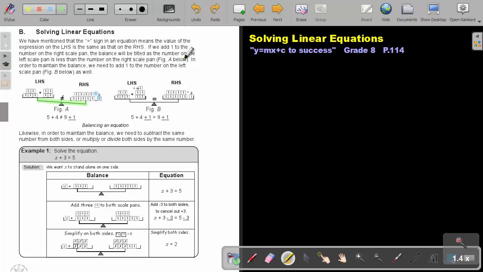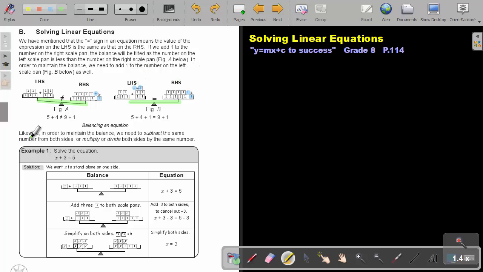Okay, so let's continue. In order to maintain the balance, we need to add 1 to the number also on the left scale pan. So basically, if we add 1, we must also add 1. And then can you see what happened? It's balanced again. So whatever I do on this side, I must do the same on this side.